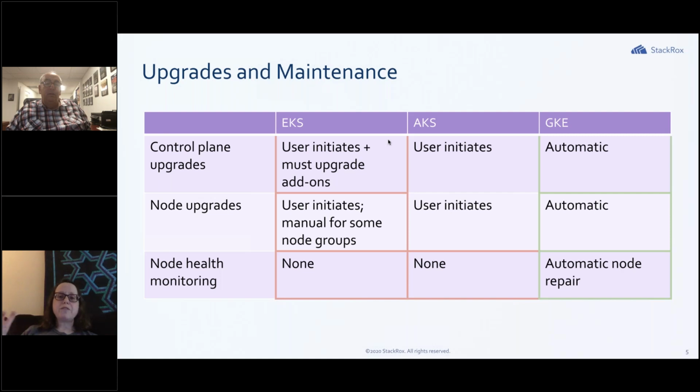Both self-managed and managed node groups were introduced at re:Invent last December. Both of these are based on EC2 Auto Scaling groups, which have been around for a long time. But originally, and you can still do self-managed node groups, the user has to create the node group.